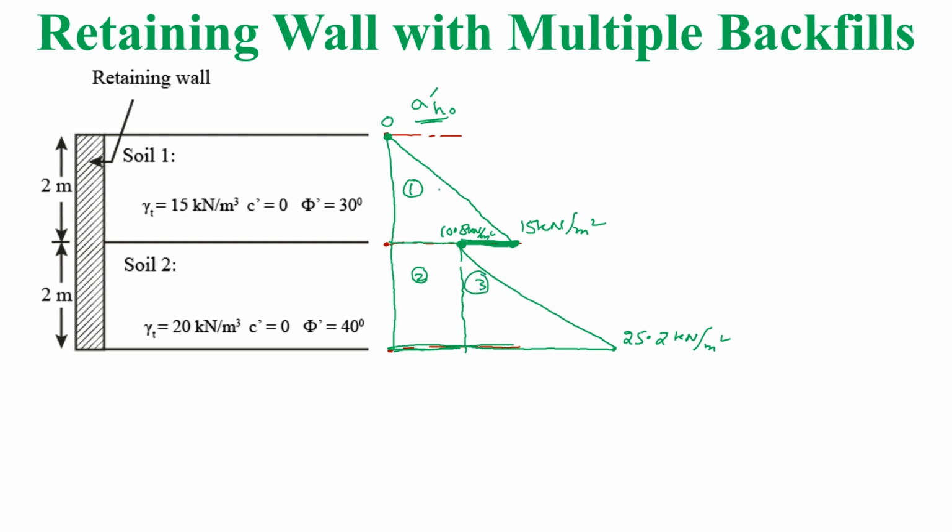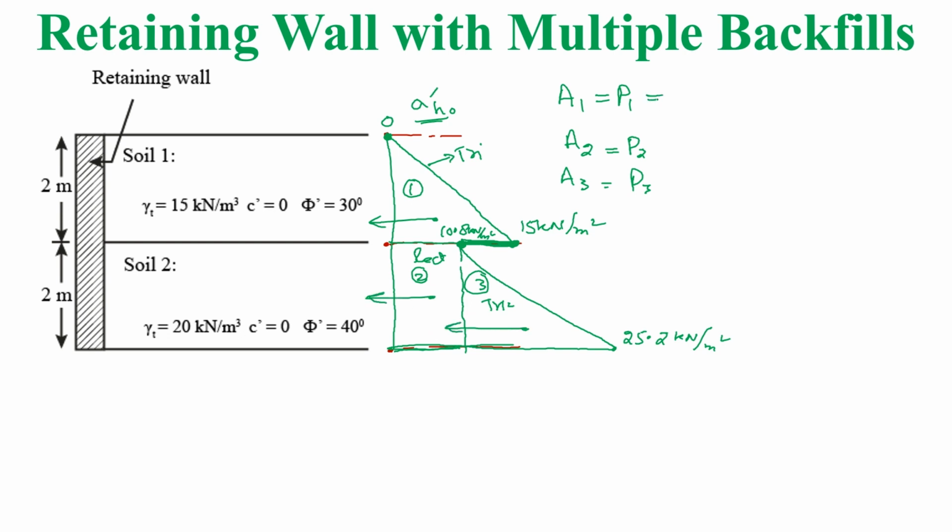Figure 1 is a triangle, figure 2 is a rectangle, and figure 3 is also a triangle. So we will have to find the area of each figure: A1, A2, and A3. These will basically be equal to the forces P1, P2, and P3. The forces are indicated like this.